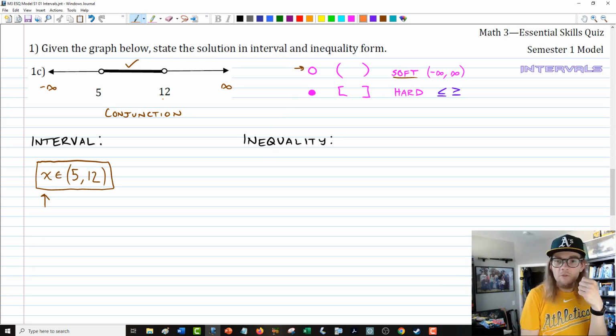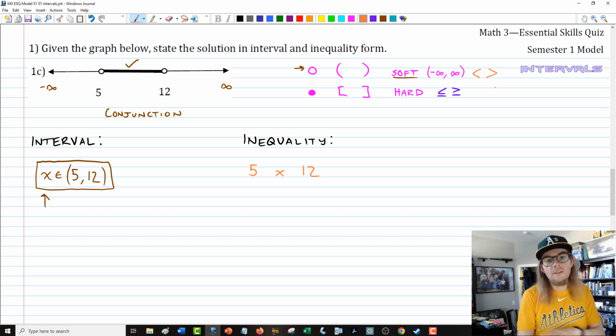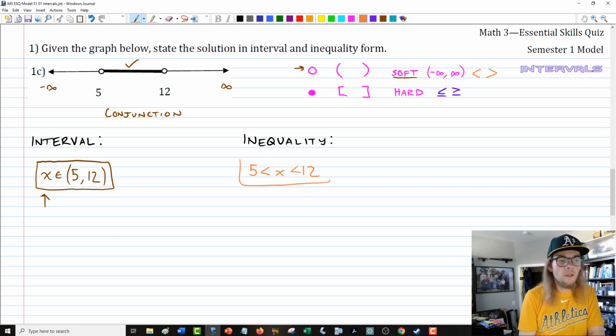Now, inequality-wise, I'd say this one's also pretty clean compared to what we did before. We're just between 5 and 12. There's no less than something all the way down to negative infinity or greater than up to infinity. It's just between 5 and 12. So for our conjunction, we'll say that x is between 5 and 12. So literally we place the x in between the 5 and 12. And then we're going to use soft brackets, which translate to less than and greater than symbols. So in this case, we want x to be larger than 5, but smaller than 12. And this is going to be our inequality version of that graph.